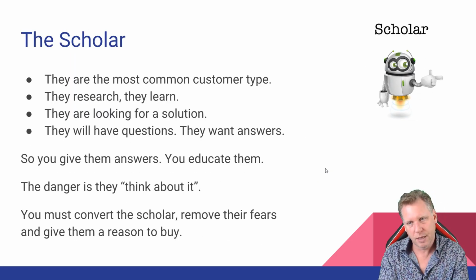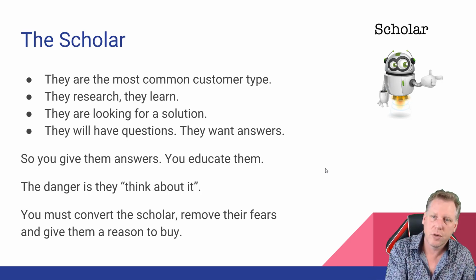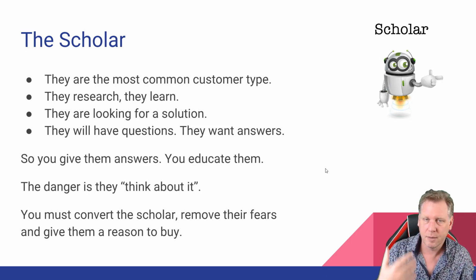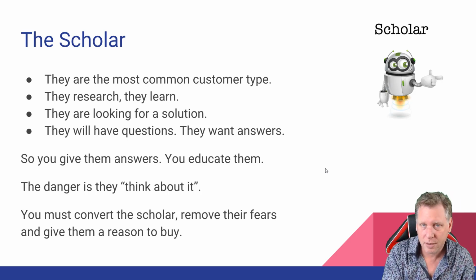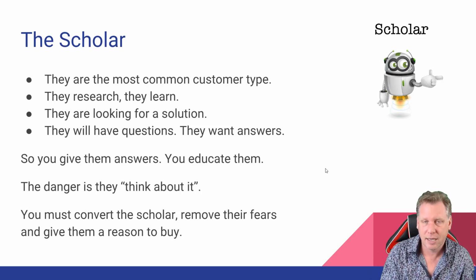Now we're on the right hand side of the matrix. Now is where your effort and attention must lie. The scholar is the most common type of customer. Going back to the 5 levels of awareness, they're aware they've got a problem. They're aware that solutions are out there. They're checking the market out.